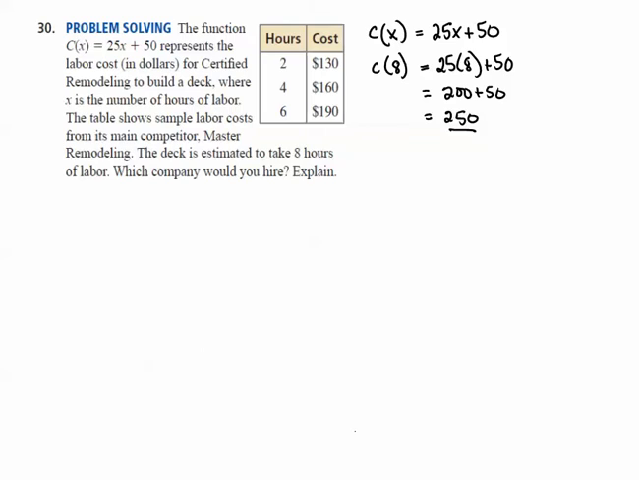Now, how would we know with the second company? Well, we have the cost for 2 hours, for 4 hours, for 6 hours, and we're simply going to look for a pattern there. And the pattern is we go up by 30 for every 2 hours. And so if we wanted to get to 8 hours, we're simply going to then add another 30 onto 190, and we should get $220.